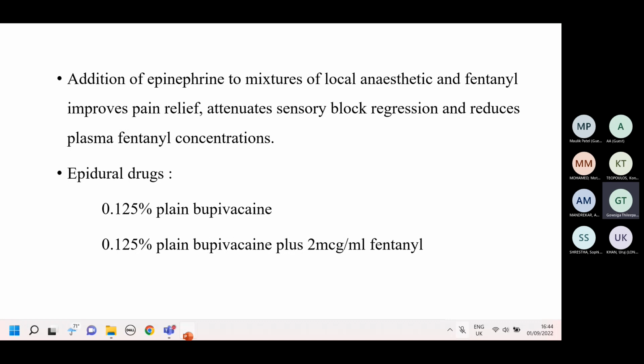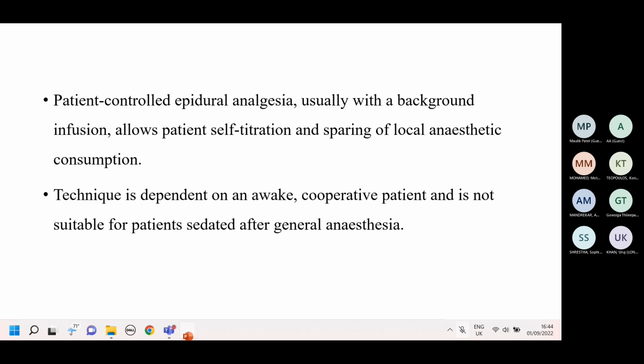Okay, the next slide, please. And you can give patient-controlled epidural analgesia with the background infusion, with patient self-titration and sparing of local anesthetic consumption. So this depends on an awake, cooperative patient, and the patient should not be sedated after general anesthesia. Okay, so move on.